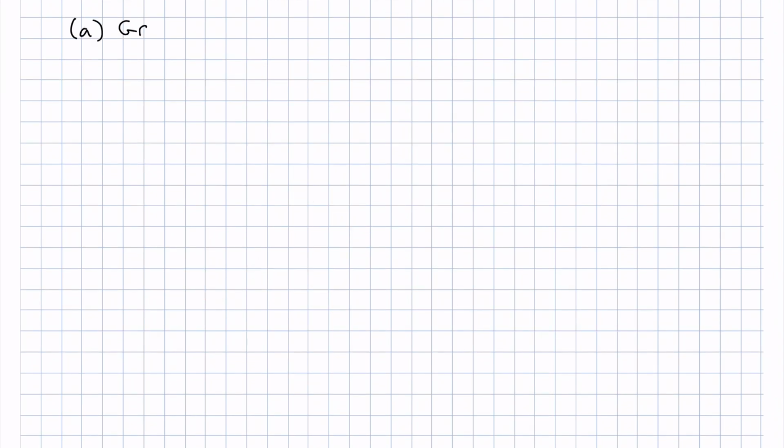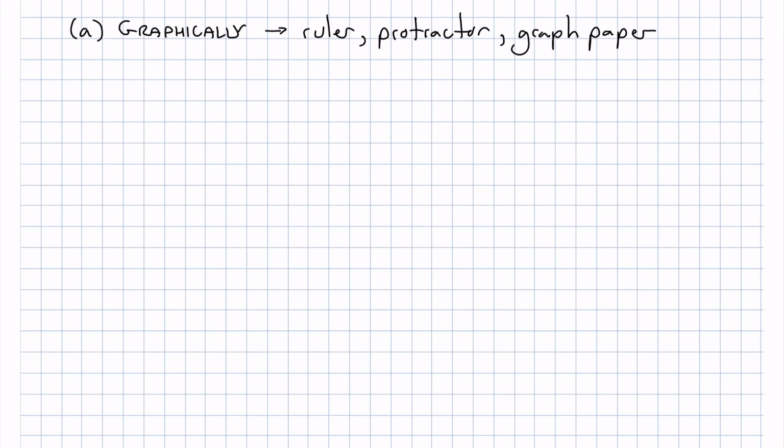To solve graphically, it's very useful to have things like a ruler, a protractor, and graph paper, because solving it graphically does involve drawing everything to scale. Now, sometimes you can do it by sketching, but if you want exact answers, you're going to have to do it to scale. And one of the ways that you can add lots of vectors is the tip-to-tail method.